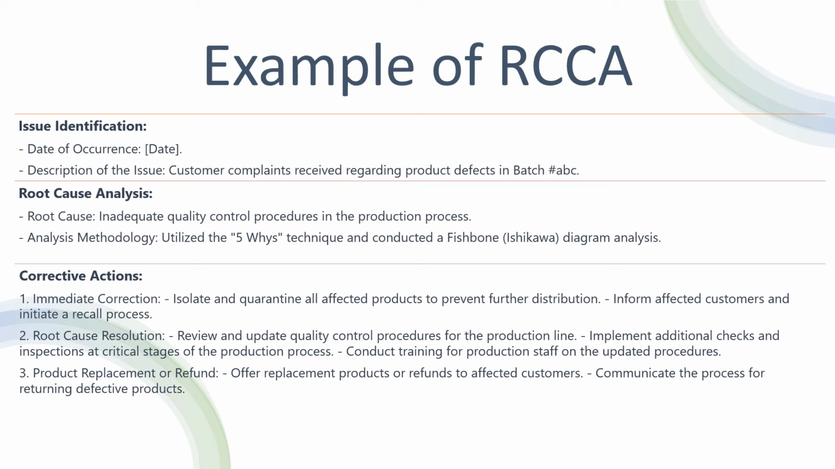In the root cause resolution, we review and update the quality control procedures for the production line. We are implementing additional checks and inspections at critical stages of the production process, and also conduct training for production staff on the updated procedures. The company will offer replacement products or refunds to affected customers and communicate the process for returning the defective products.